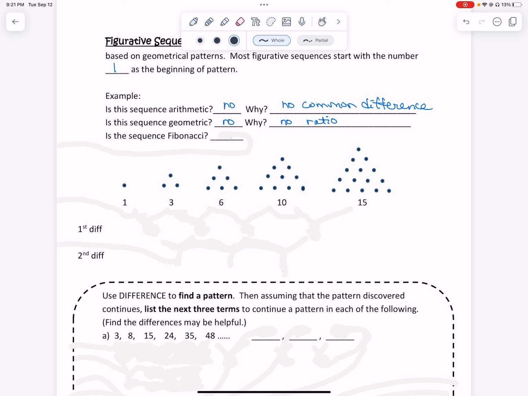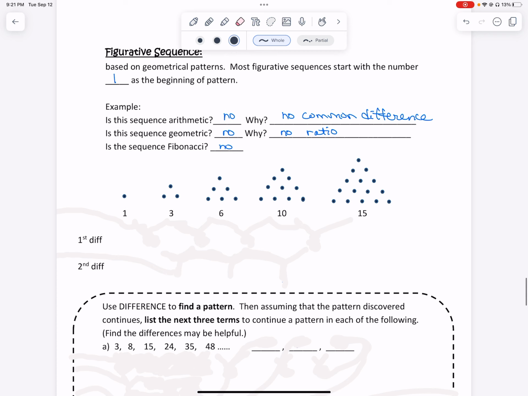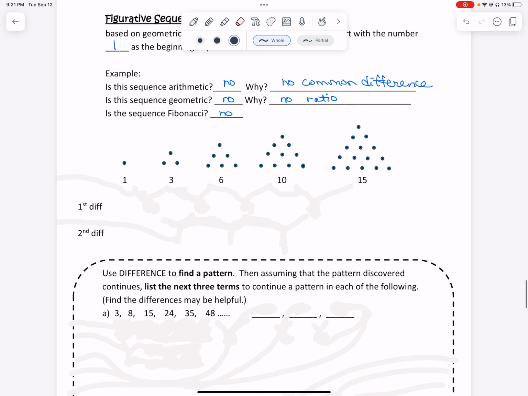Is it Fibonacci? Can I add these two together? That would give me 4, but the number here should be 4, and it's not. So we know it's not the Fibonacci sequence. So how in the world are we going to figure out what the next one would be? We're going to use differences to figure that out.